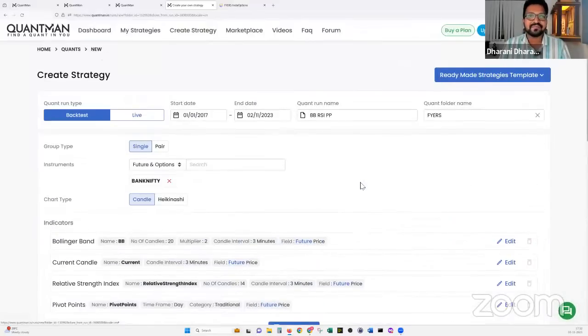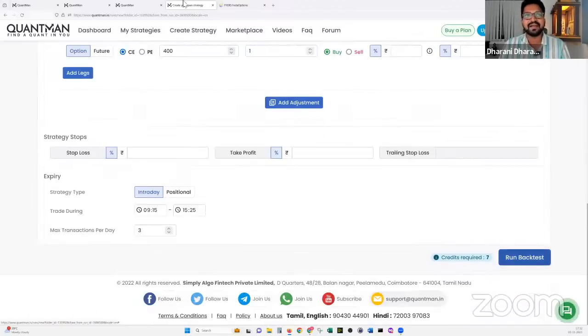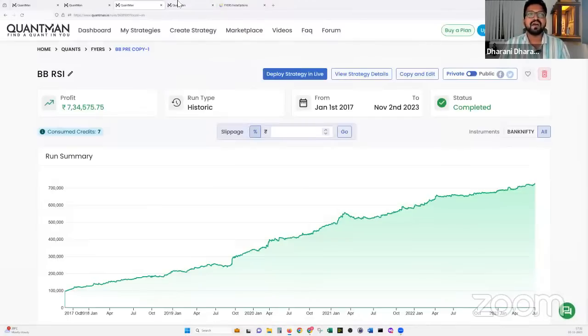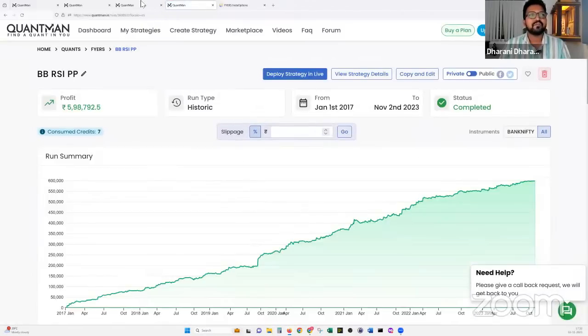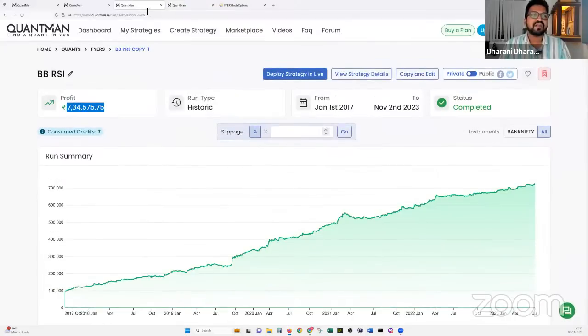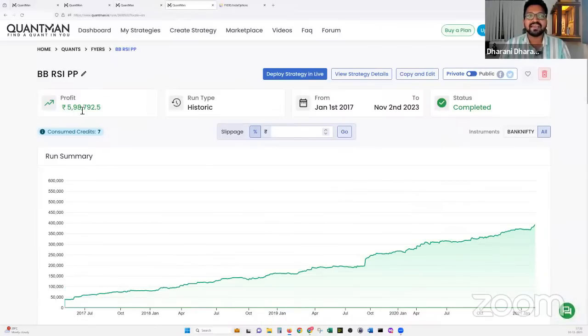So now it's very simple. We have added 3 indicators, Bollinger Band, RSI, PP, and then I run the backtesting. Okay, so now we have something good, 7,30,000 all the way. Now let me check the profitability over here. Profitability from 7 lakhs came to 6 lakhs, so 5,98,000 is about 6 lakh rupees. Okay, so now which one is best, 7,34,000 or 5,98,000? Which one is best?